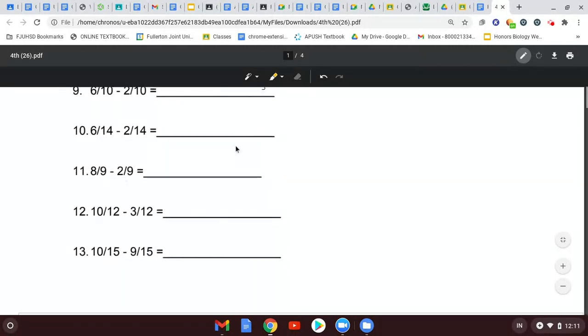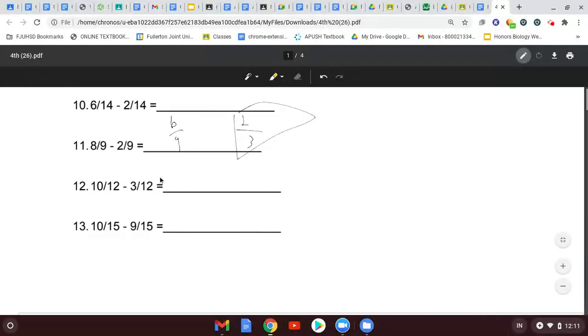And then this would be 6/9. So 8/9 minus 2/9 is 6/9, based off just simple subtraction. And then divide both by 3, which would mean 2/3. Then 10/12 minus 3/12 is just 7/12, and we will leave it because it can no longer be simplified.